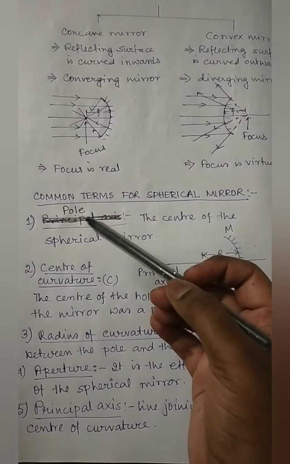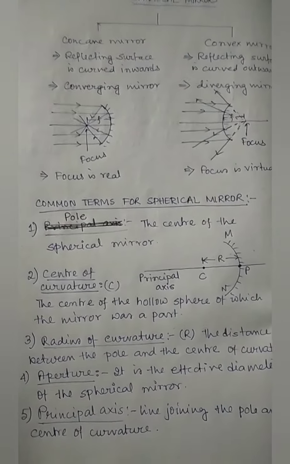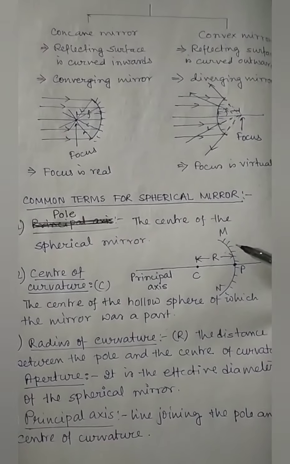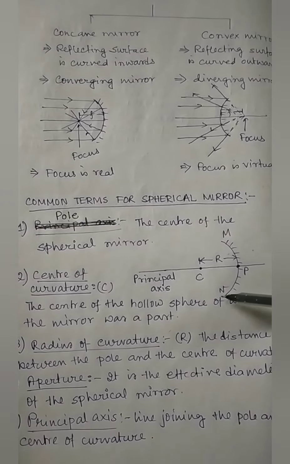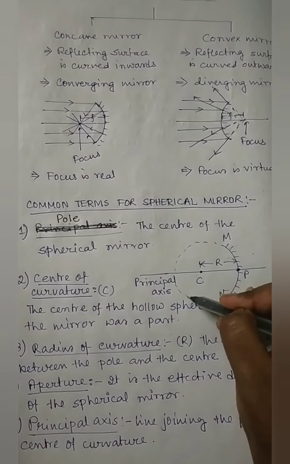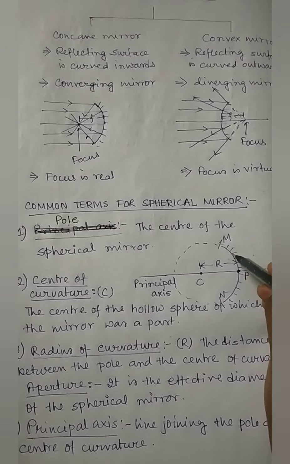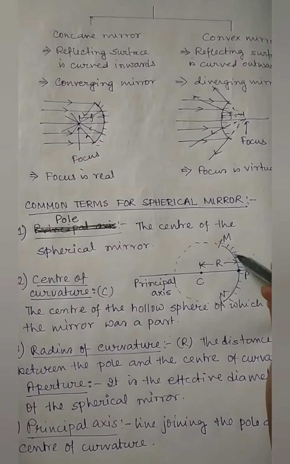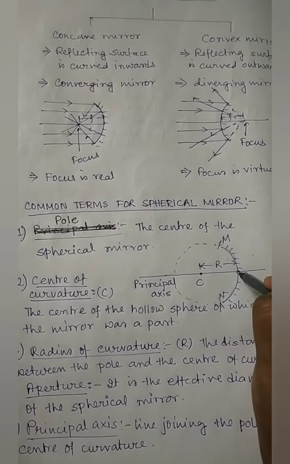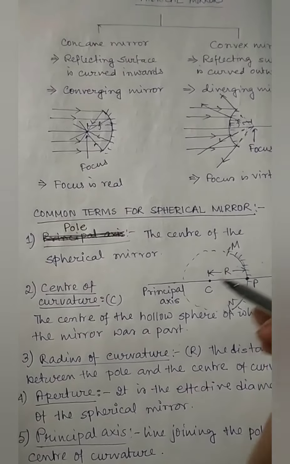Okay, so here we will learn some common terms for spherical mirror. Number one is pole. Now, what is pole? The center of the spherical mirror is called the pole. Suppose we have drawn the mirror, which is a part of an imaginary circle. If we imagine a circle and cut out an arc from the circle, this part of the mirror is a reflecting surface, and the middle portion of the reflecting surface is called the pole. That is, the midpoint of the spherical mirror is called the pole.